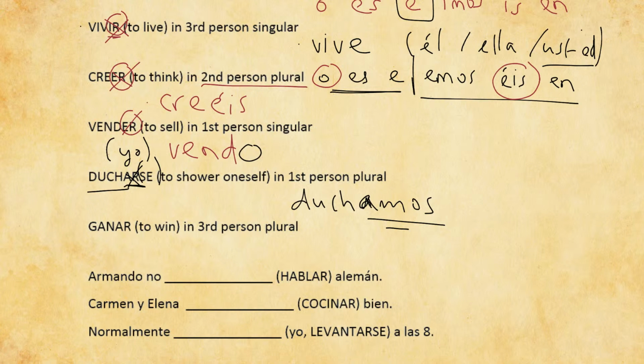But we still got this thing to look at, the reflexive part. We can't leave it out. Of course, we can ignore it while we're still thinking about the correct suffix. But once we're finalizing the form, we have to take a look at this as well, because it is a part of the verb. So ducharse, duchamos, and we've said that the endings, or the correct forms of the reflexive parts of the verb, are me, te, se, nos, os, se.